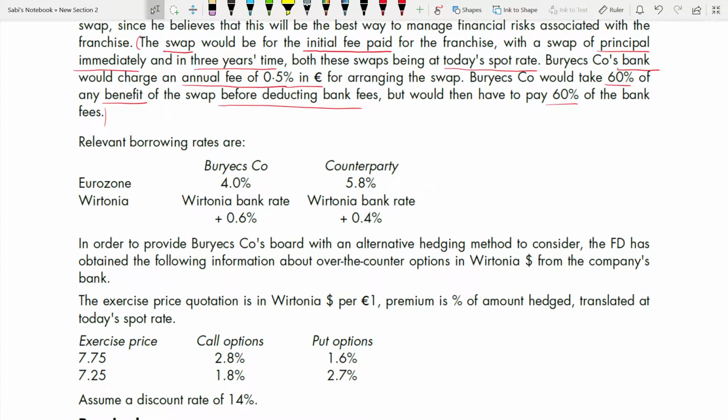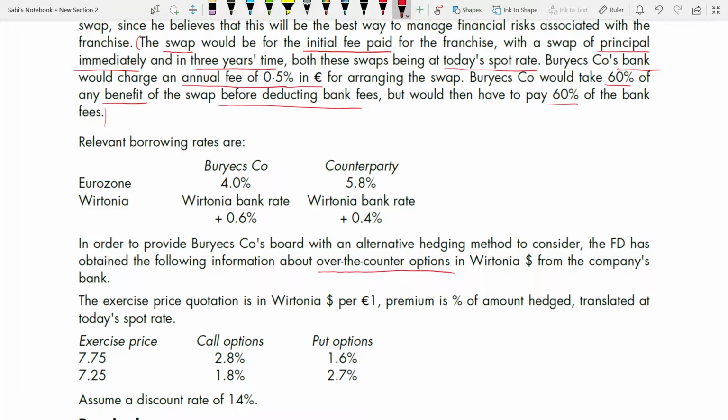In order to provide the Brewers Company's board with an alternative hedging method to consider, the finance director has obtained the following information about the over-the-counter option. Please mark this. Most of you dealt with this as exchange traded options.